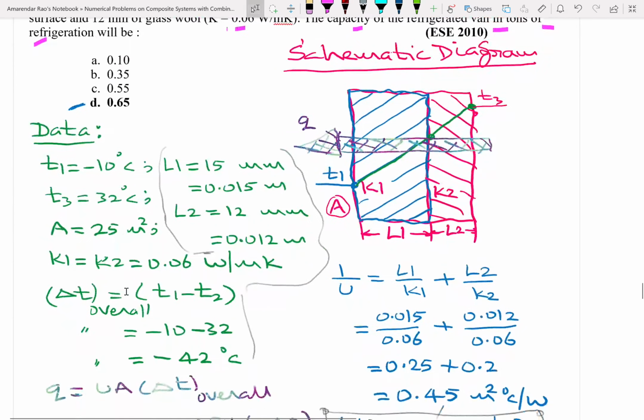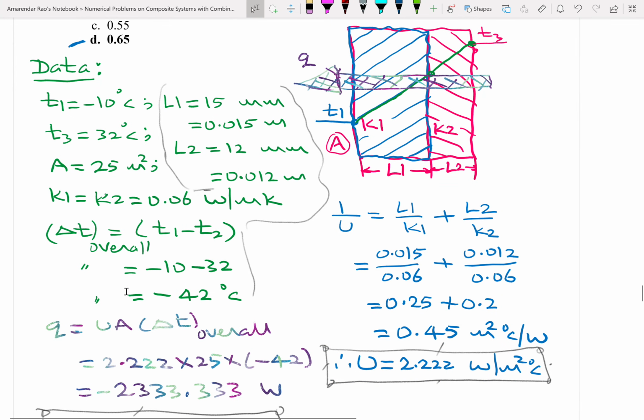If you jot down the data, nothing is mentioned about convection. Since the inside surface is at a low temperature compared to outside, the direction of heat transfer is going to be reversed, no issue. The van is going to gain heat, and that heat has to be removed to keep it consistently at minus 10 degrees centigrade. So T1 is minus 10, T3, the outside temperature, is plus 32, area 25 meters square, and both materials have the same thermal conductivity. Thickness of the first layer is 0.015, thickness of the second layer is 0.012.